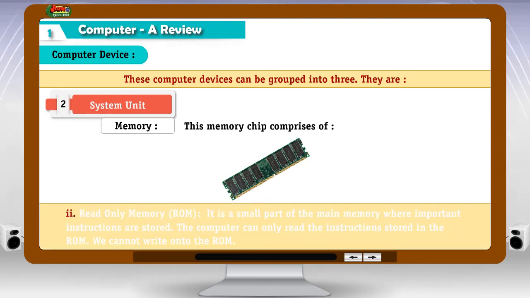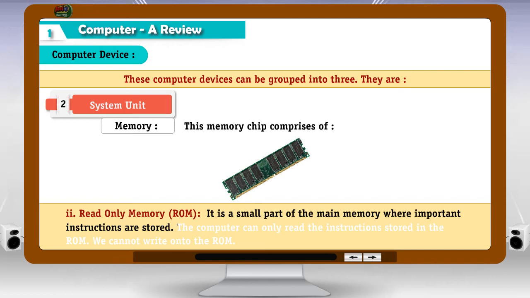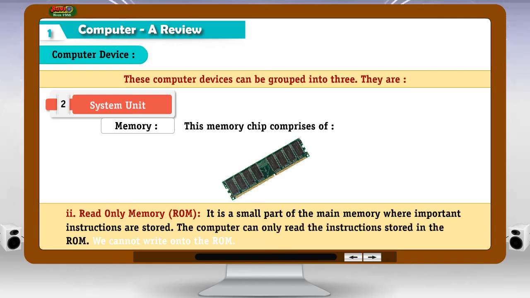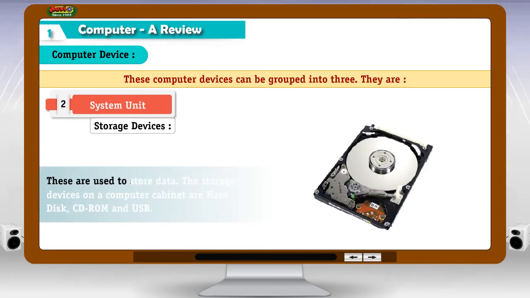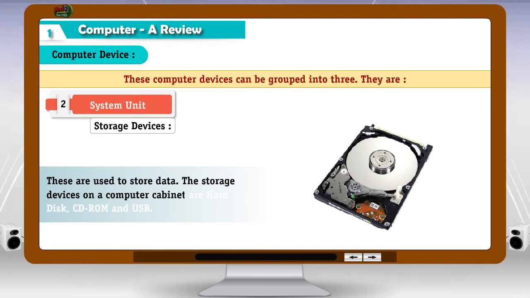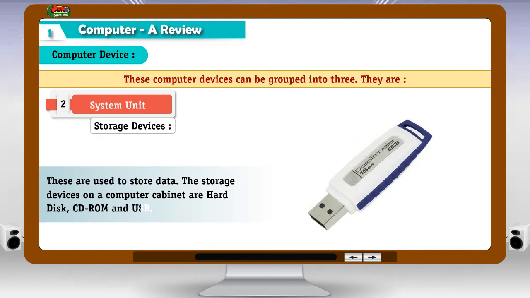2. Read only memory, ROM. It is a small part of the main memory where important instructions are stored. The computer can only read the instructions stored in the ROM. We cannot write onto the ROM. Storage devices. These are used to store data. The storage devices on a computer cabinet are hard disk, CD-ROM, and USB.